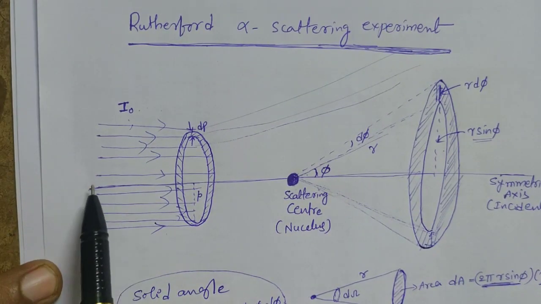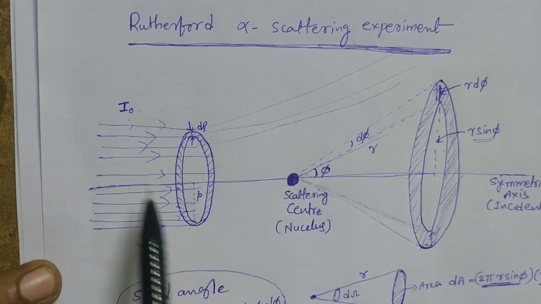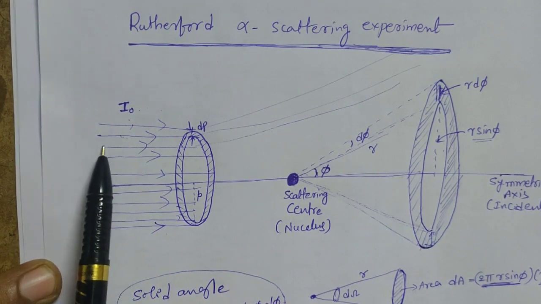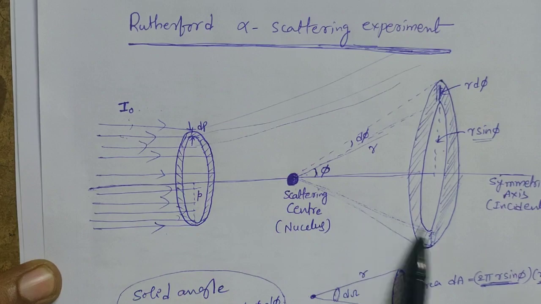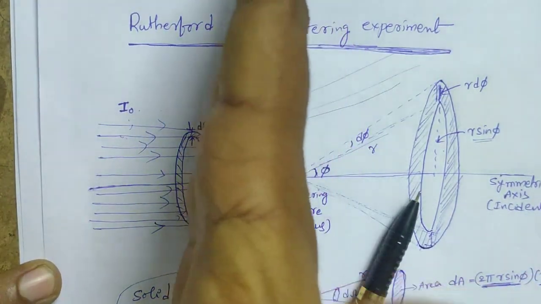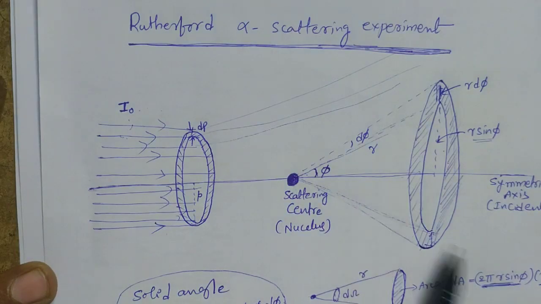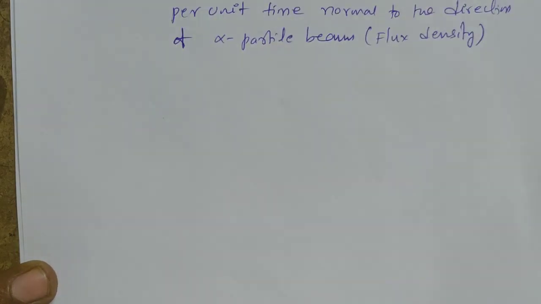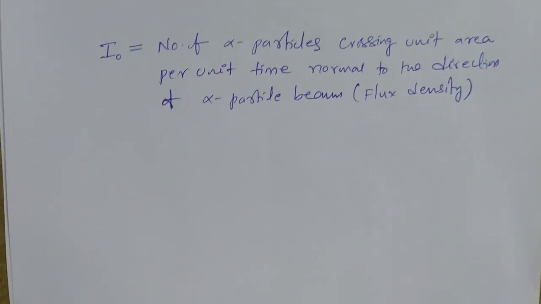So these are the alpha particles which are coming like this. I have indicated them with I naught: the number of particles per unit time per unit area. Area means a normal area, that is perpendicular like this. We need to keep it like this. So this is what I naught indicates.